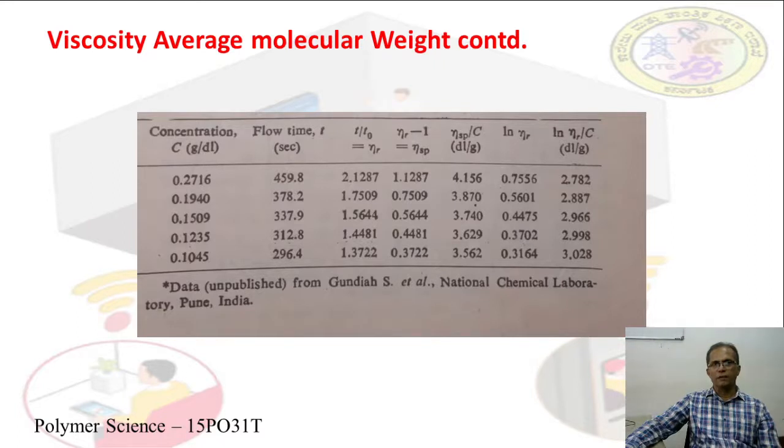This is a table in which data of a polymer sample is given. This is the concentration, the flow time, this is the eta r, this is the eta specific. This is eta specific by concentration, this is the ln of eta r, and this is the ln of eta r by c. These are the values for different polymeric samples of different concentrations.